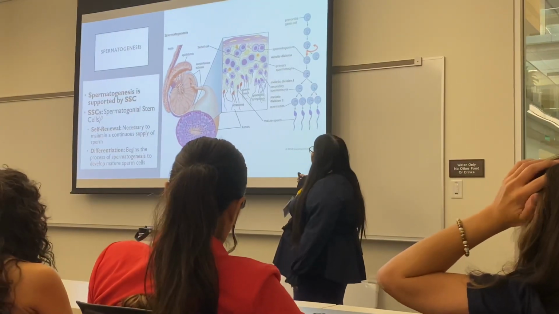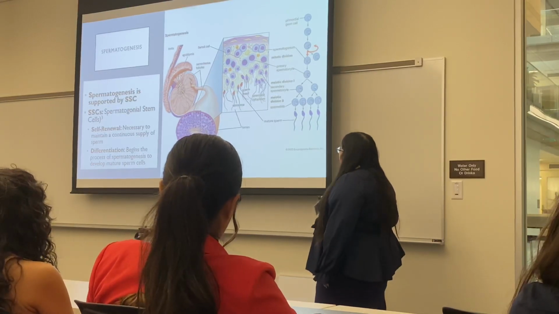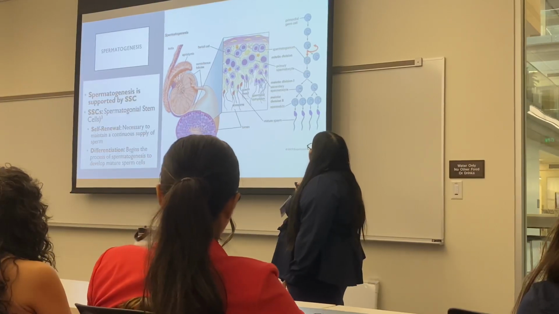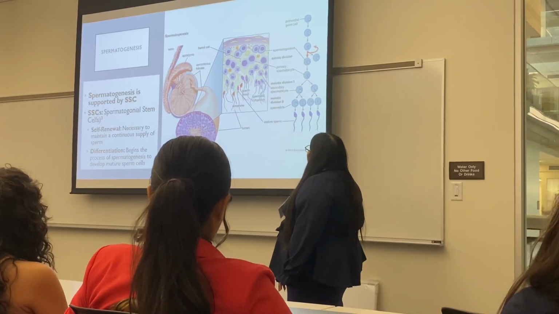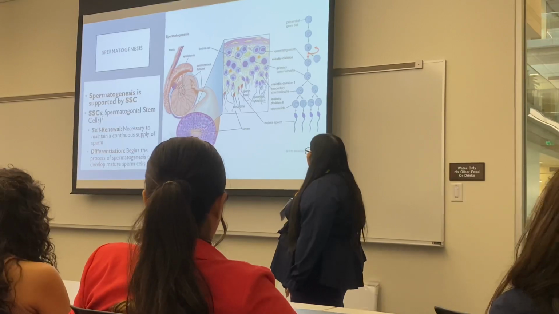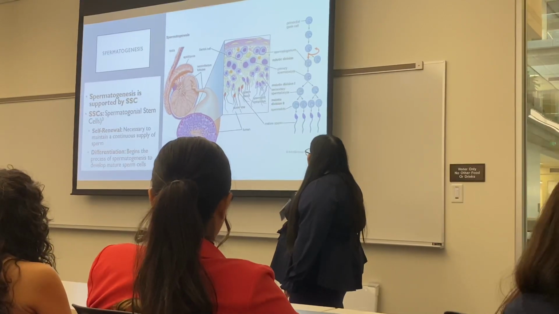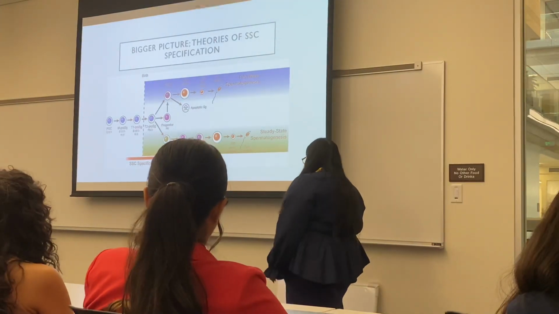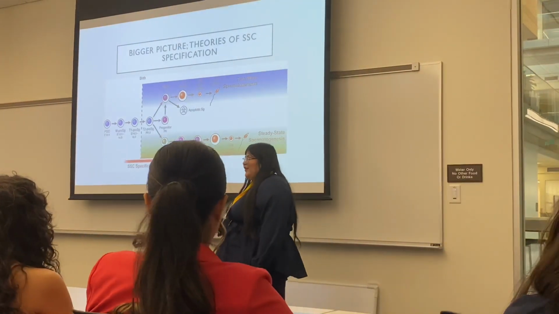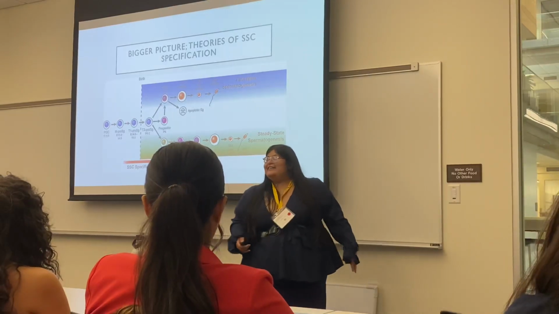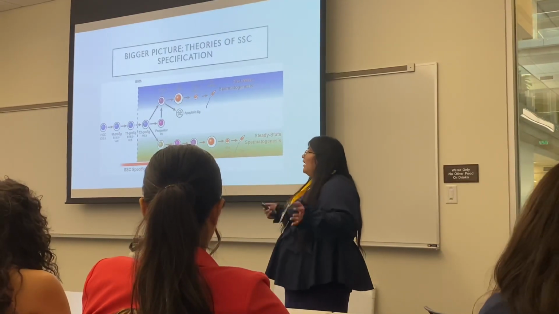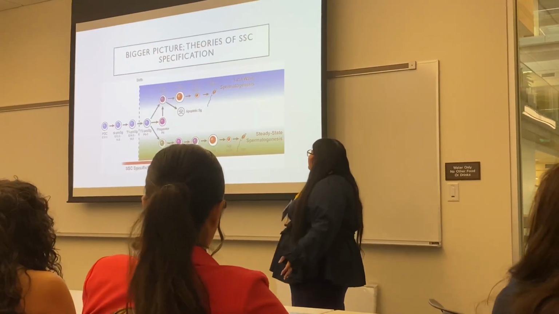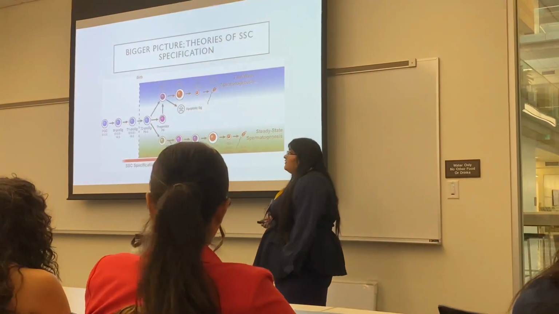This is a cross-section of a seminiferous tubule within the testes. And this is where you can see these SSCs going through their different developmental stages and where they go through elongation and into the vesicle to be stored within the testes. However, my specific project, as you saw in the title, is highly specified, and it's one minor cog in a very large machine. And so the bigger picture are theories of SSC specification.